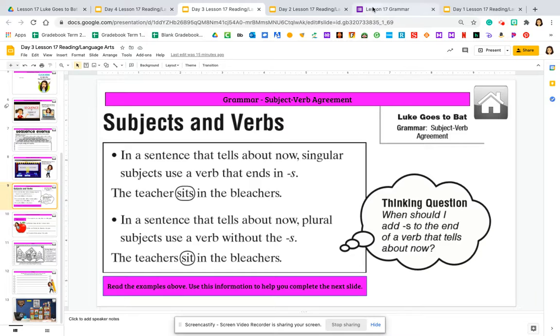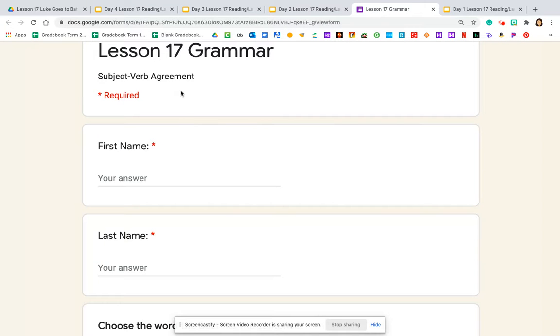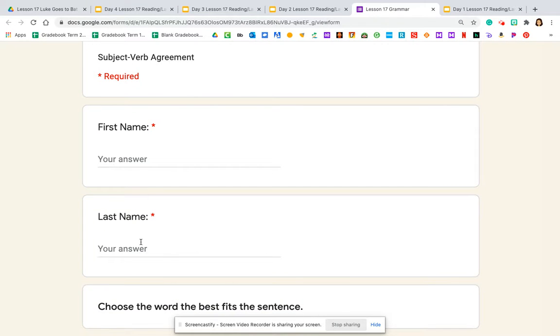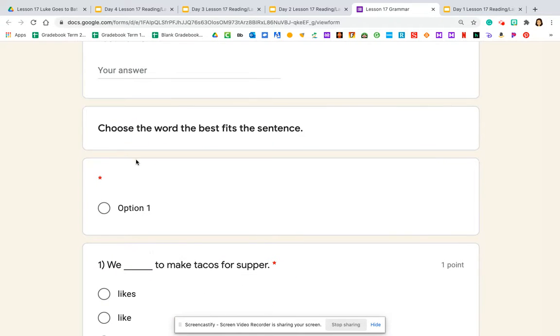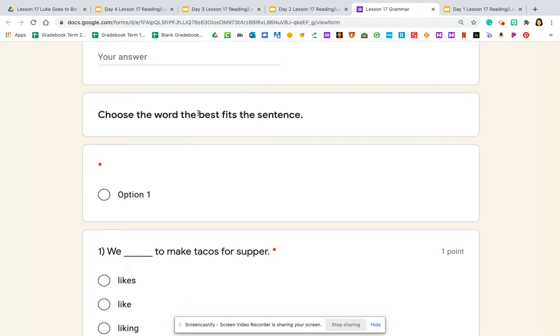Now that we know that, let's go back to the quiz. So you'll type your first name and your last name, and it says to choose the word, ooh, that should say that. I need to change that. I'll have to fix this. That best fits the sentence.